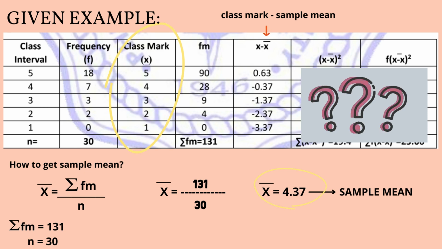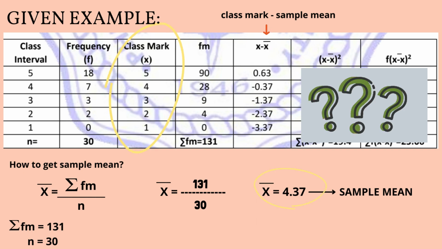Okay, so as we can see, tingnan natin yung value dito sa panglima na column. So, bakit naging 0.63? Kasi po, yung class mark na 5 ay minus natin sa ating sample mean na 4.37. Okay? And then, yung class mark na 4, minus natin sa ating 4.37. That is why nagkaroon tayo ng negative 0.37 dito. Okay? And then, yung class mark na 3, minus natin sa 4.37. That is why meron tayong negative 1.37. And so on and so forth.